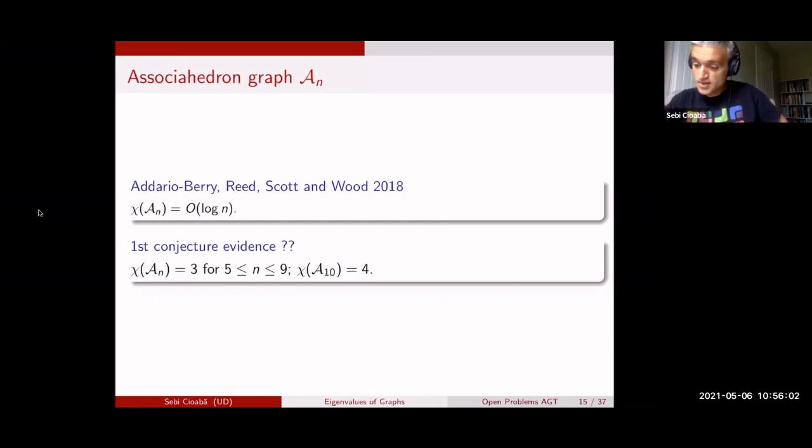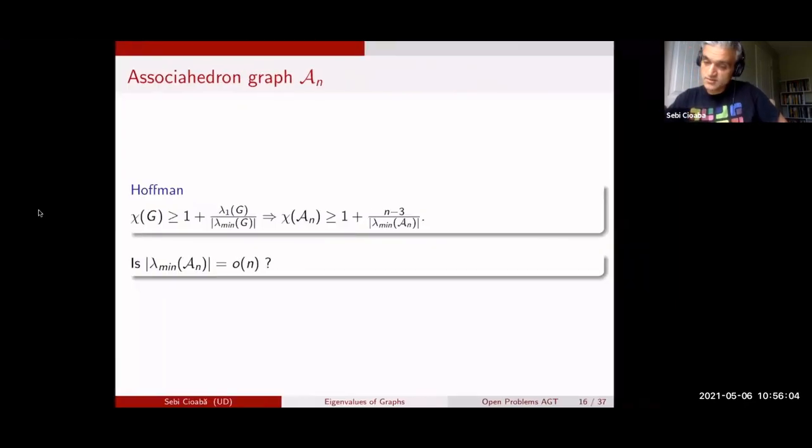And so as you well know, you have these bounds on chromatic numbers using eigenvalues. So, okay, the Hoffman ratio gives you this bound. What can you say? The regularity degree of this graph is n minus 3, because each triangulation of an n-gon has n minus 3 diagonals, so you can flip each one of them. So what can you say about the smallest eigenvalue of this graph?